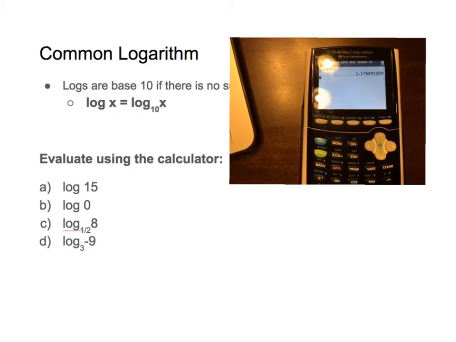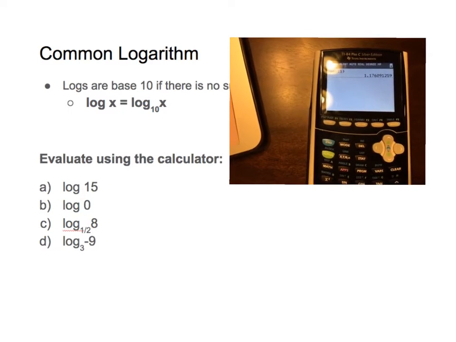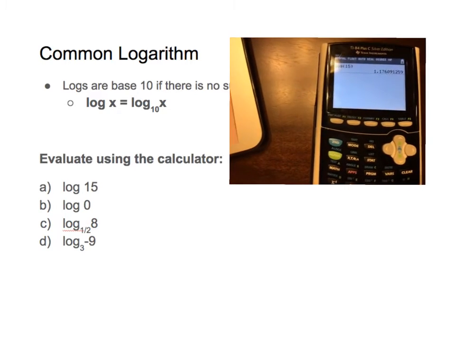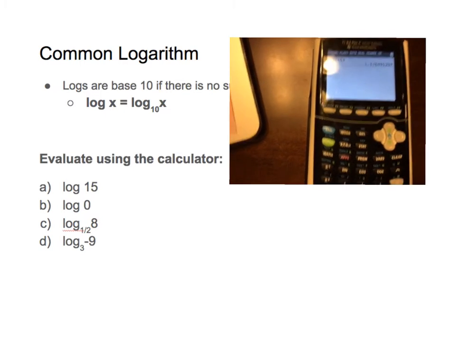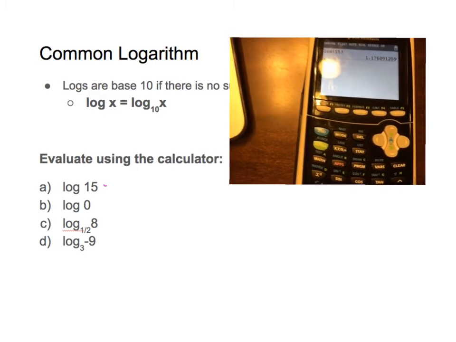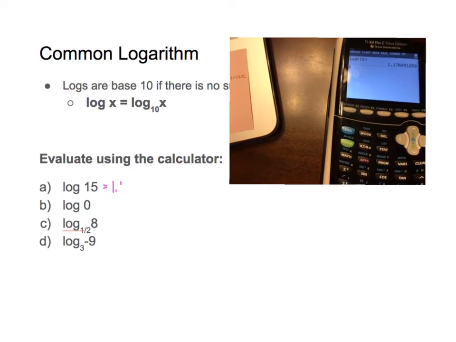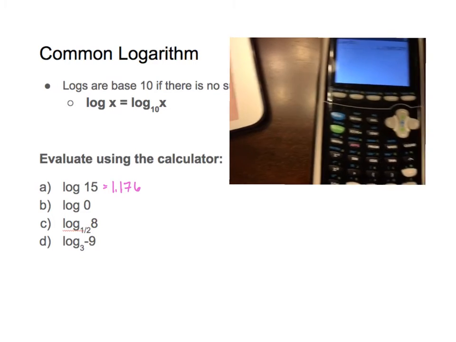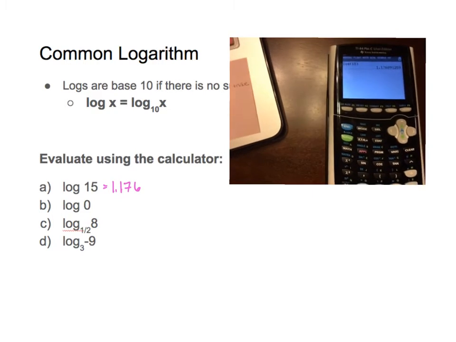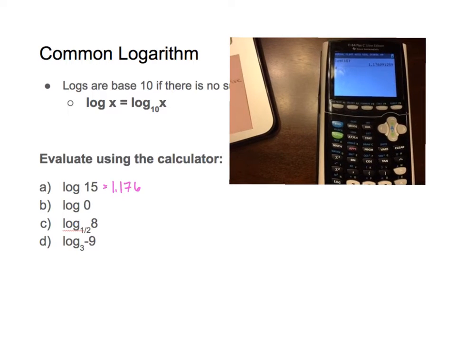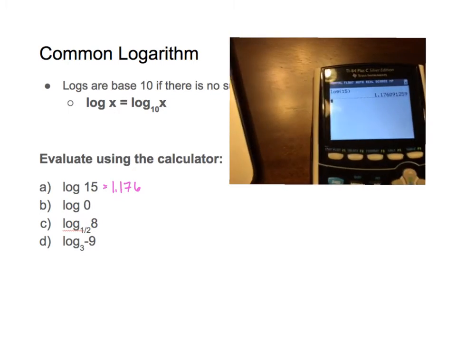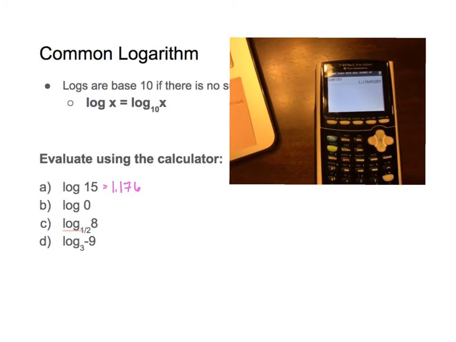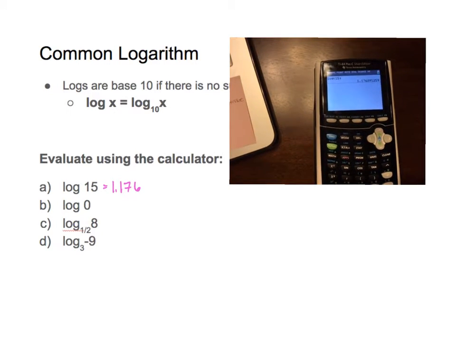And it looks like my value is about, I'm going to round to 3 decimal places, grab my pen. So my value looks like it's 1.176. Okay. I'm gonna plug in the other values here. But before I do that, I'm gonna show you another way to get logs in your calculator.